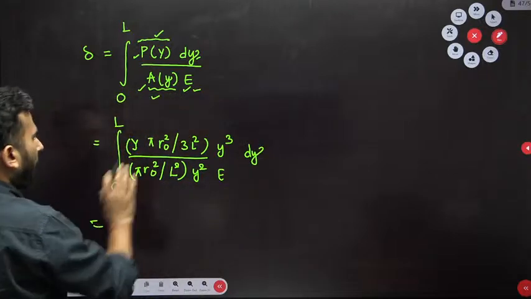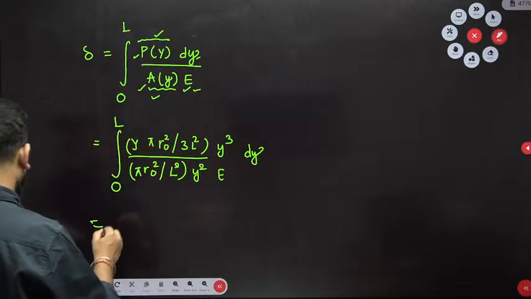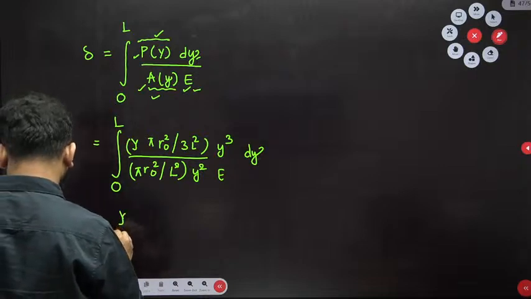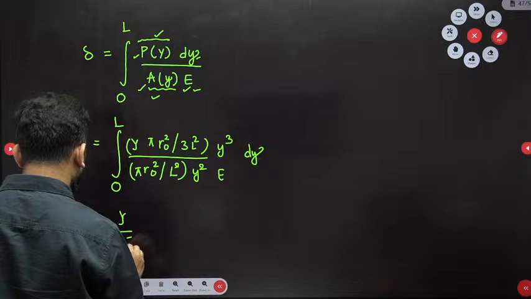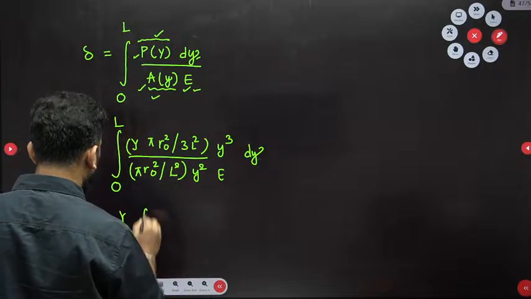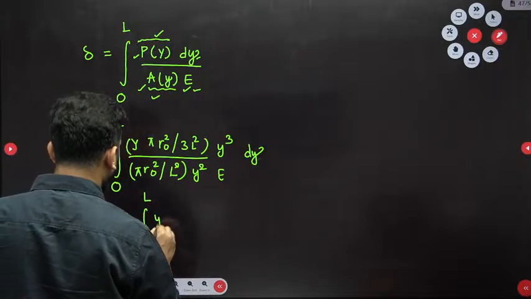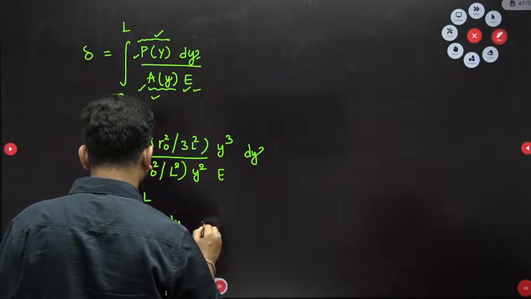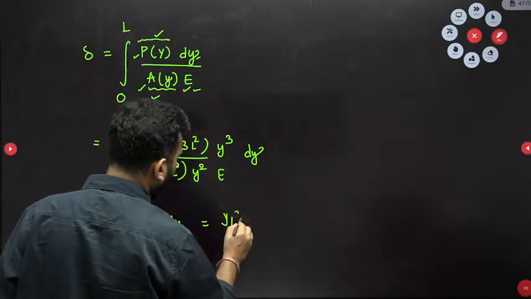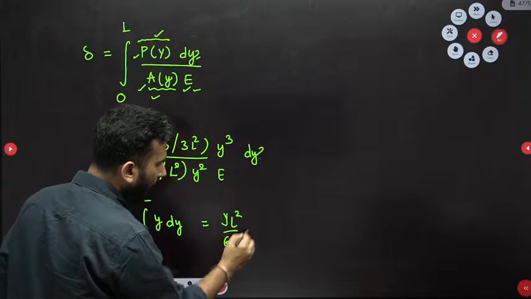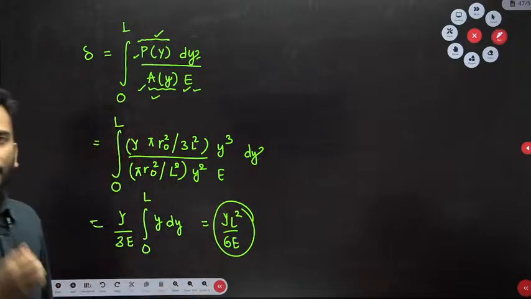So when you solve this, you will be getting gamma by 3E, integral 0 to L y dy, and finally you will be getting gamma L square by 6E.